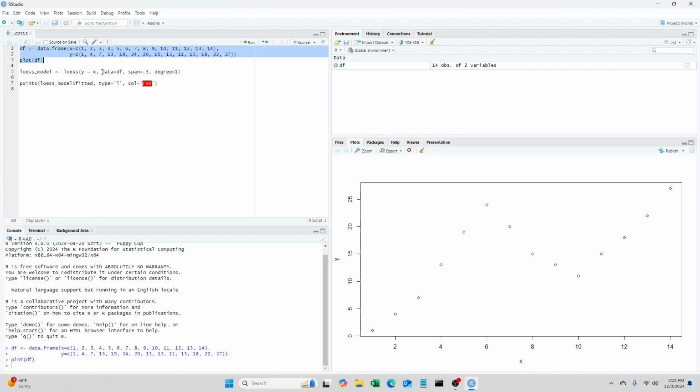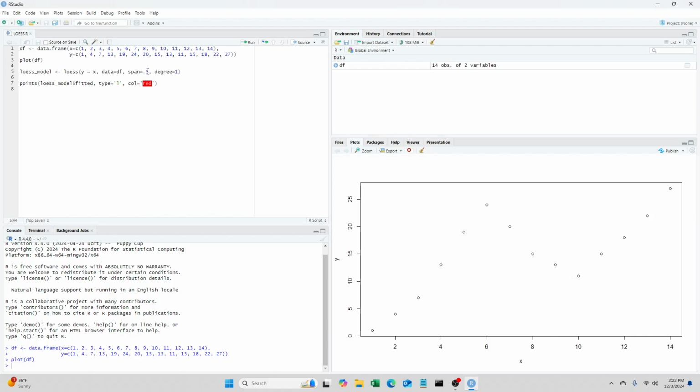And we have to provide the data frame where the data lives. And we have to tell the LOESS function which one is the dependent variable and which one is the independent variable. So here we have x and y. And then we have to tell the function about the span, how much of the data will be used, what percentage of the data will be used to fit the curve to every single point here.